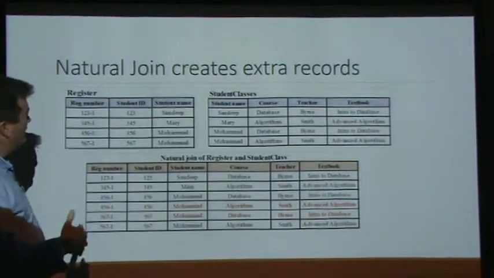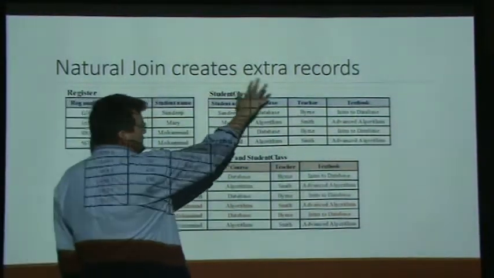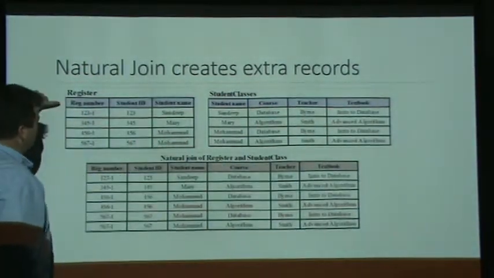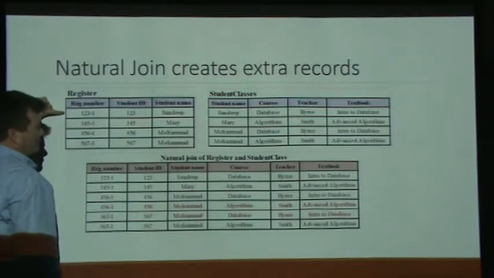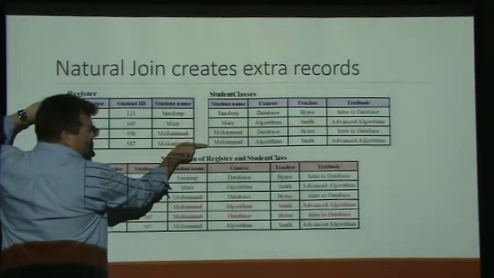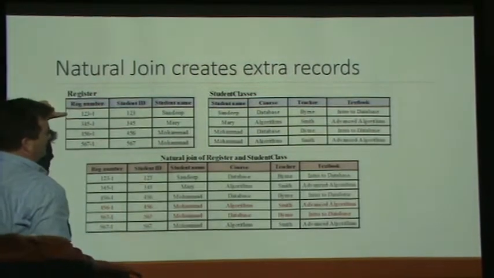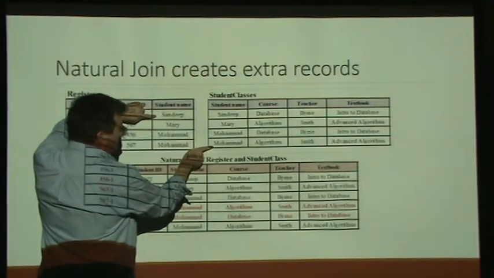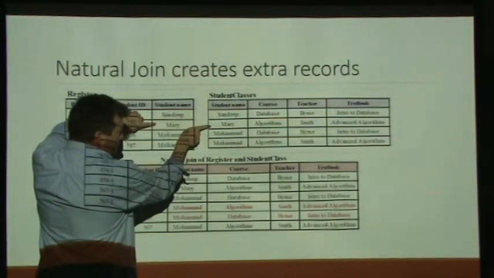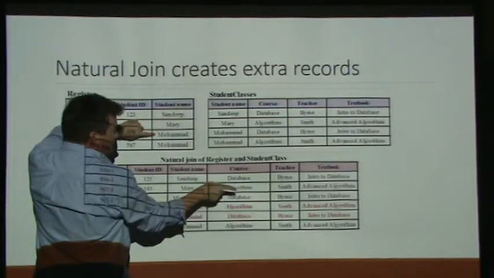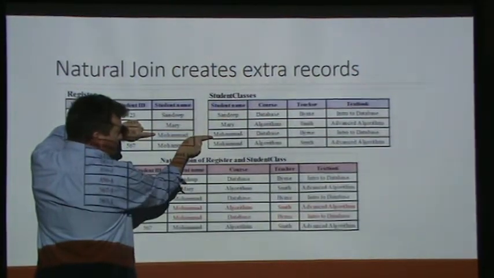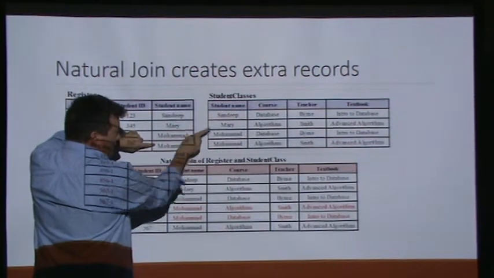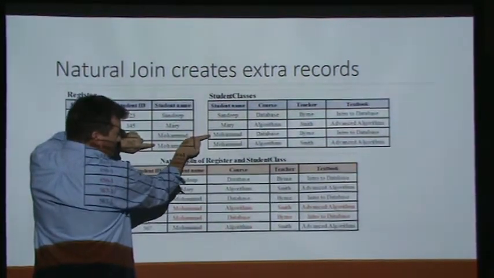Because when you naturally join the two tables, you say, what fields do they connect on? A natural join is going to put a pointer at this row, and then it's going to walk down every one of these rows looking for a match. So it's going to say Sandeep took this course, didn't take this, didn't take this. Now Mary took this course, and that's the only match. And then it's going to say Mohammed took this course, and this Mohammed took this course, and this Mohammed took this course, and this Mohammed took this course.